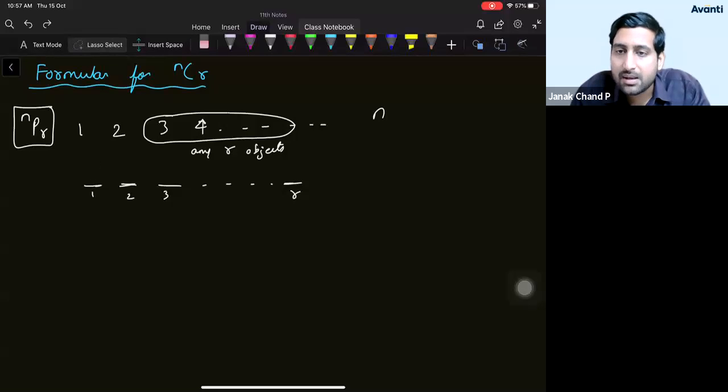But see, what happens in this object approach is, we will be in a position to consider only the R objects because there are only R positions. If I consider the first R objects, I can say that for the first object, there are R positions. Second one, R minus 1. Like this, when I come to the rth object, it will have only one position.